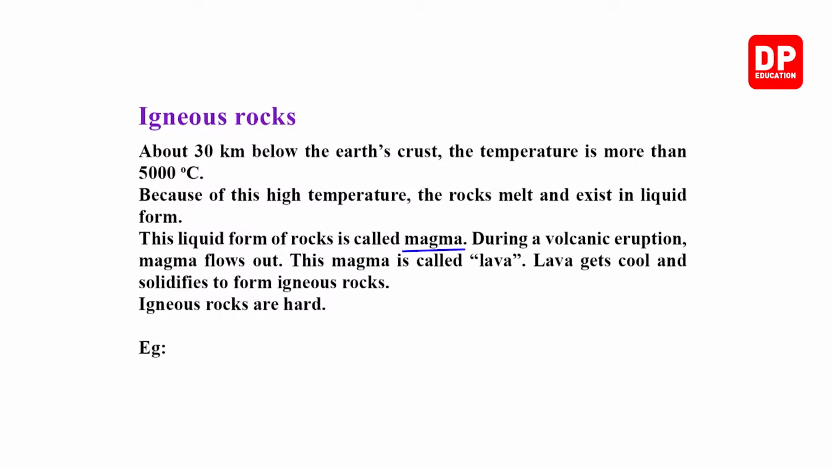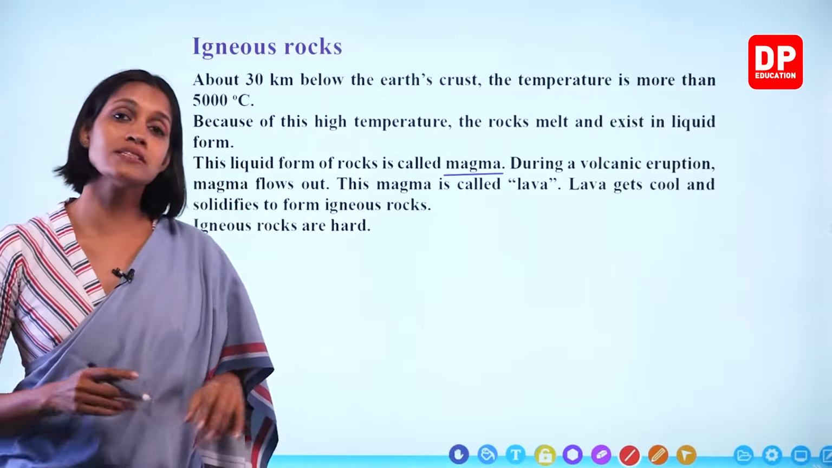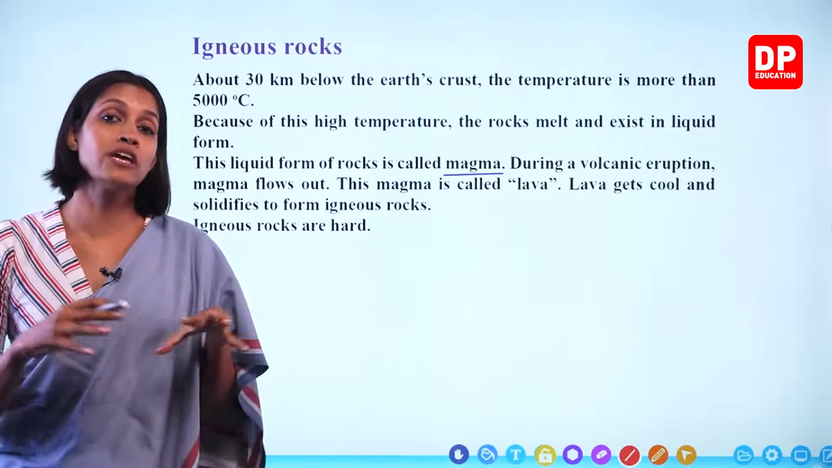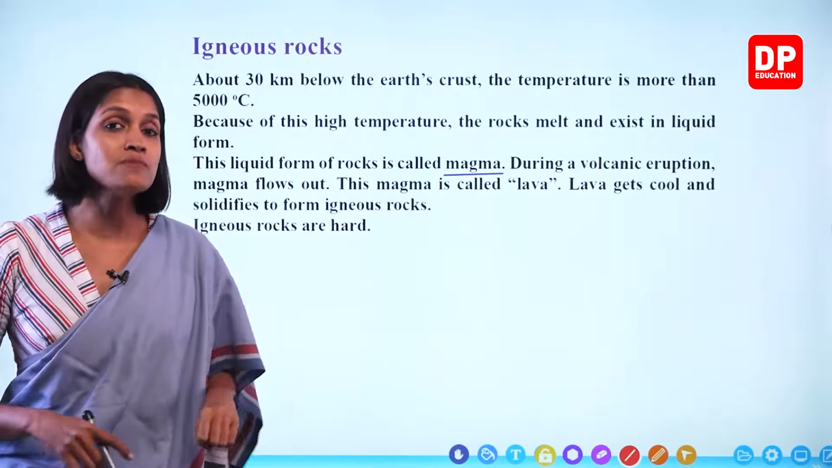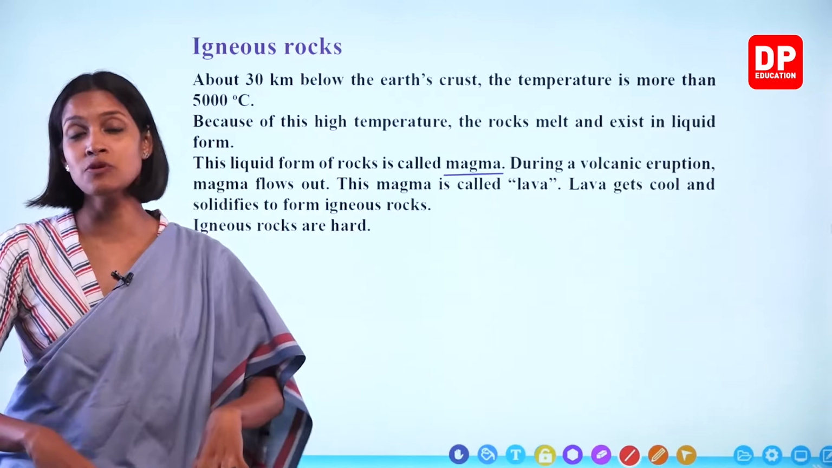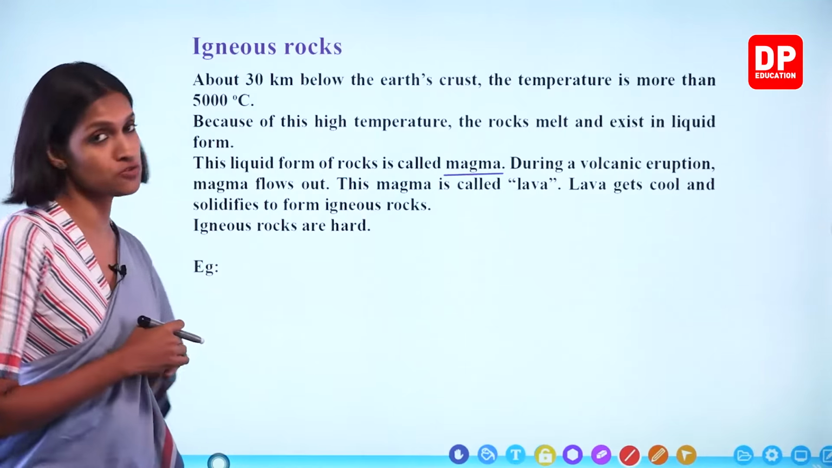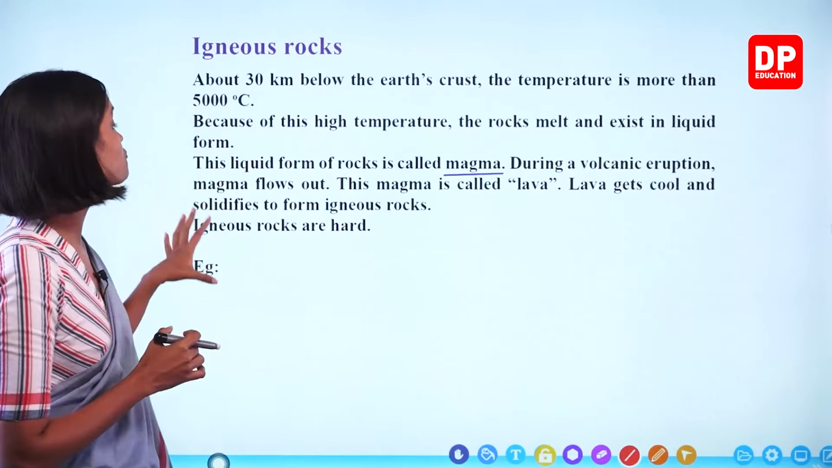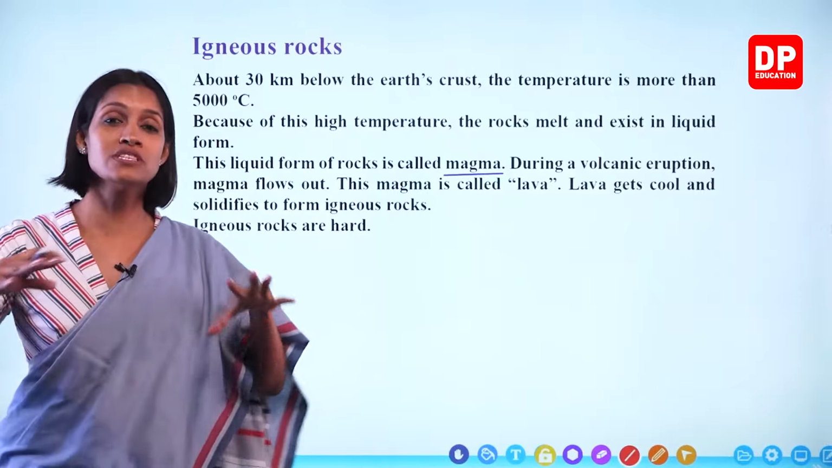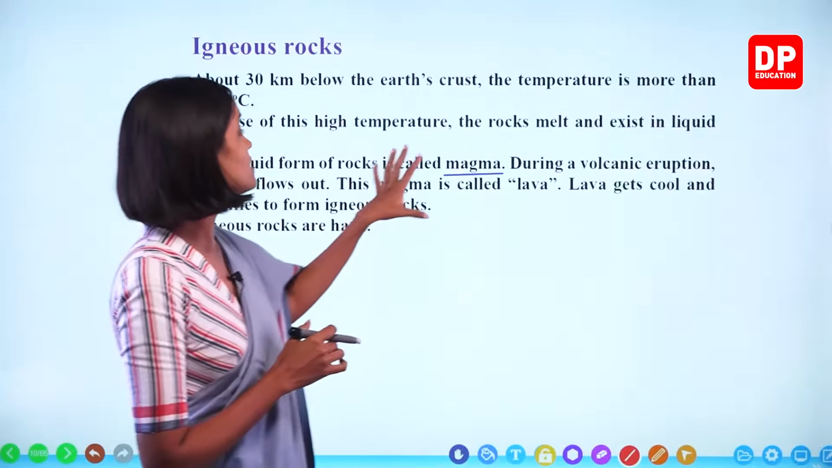So during volcanic eruptions, magma flows out. As you learned in the 8th lesson, because of volcanic eruptions, sometimes the rocks and magma present in the innermost layers come out. When this magma flows out and comes to the surface, it is known as lava.